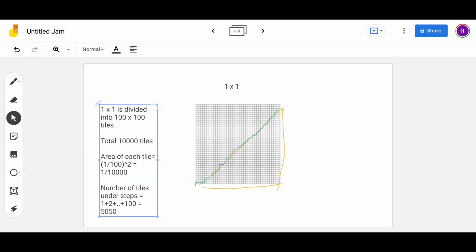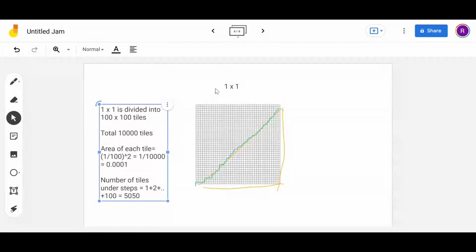Okay, so let's see. Is 1 by 10,000 equal to 0.001? Is that what you're saying? No, sir. 0.0001. 3 zeros, sir. You forgot one extra zero here. So now you will get the correct answer. That's why you were getting it wrong.